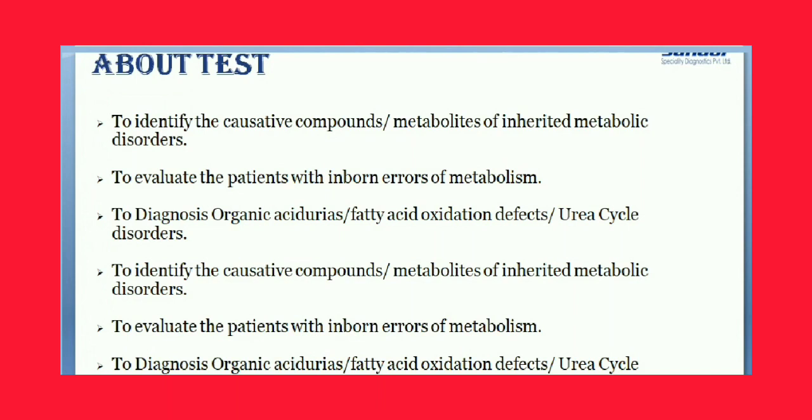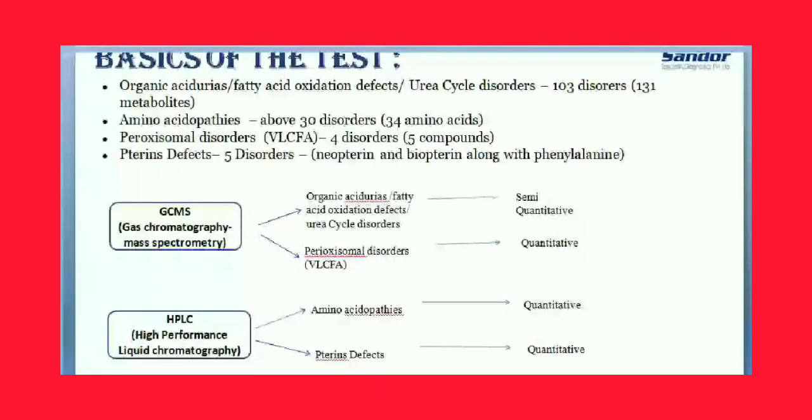This helps in ruling out organic acidurias, fatty acid disorders, urea cycle disorders, very long chain fatty acids, peroxisomal defects, almost all together more than 100 to 150 plus disorders. Next slide. Please be a little keen on this slide.